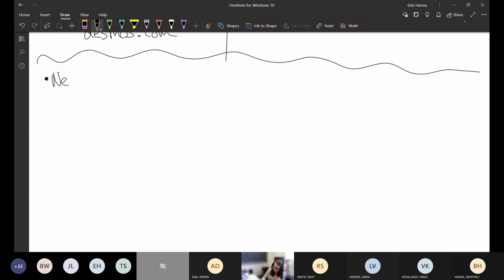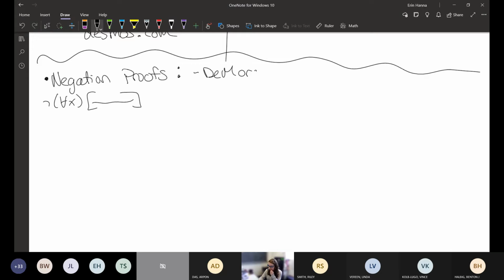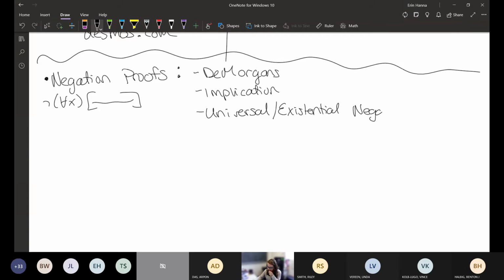When we were doing those negation ones, where you're taking a quantifier and then you're trying to negate it, with negation proofs, those will usually use De Morgan's, implication, and of course the universal or existential. Those are the three main pieces, the three main rules that are used in those types of proofs.